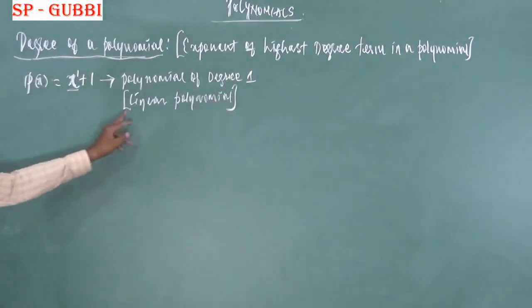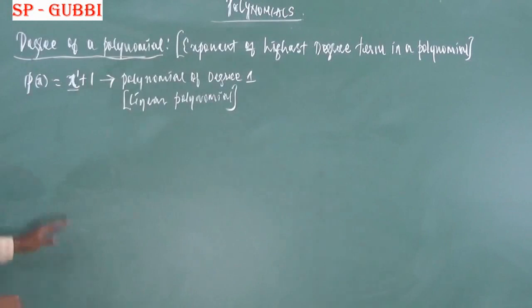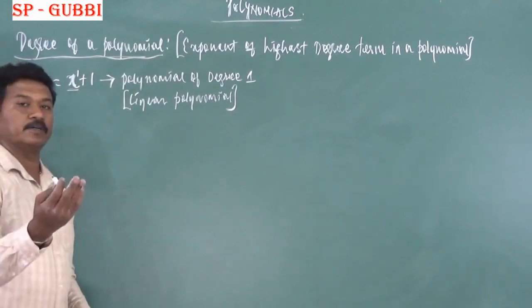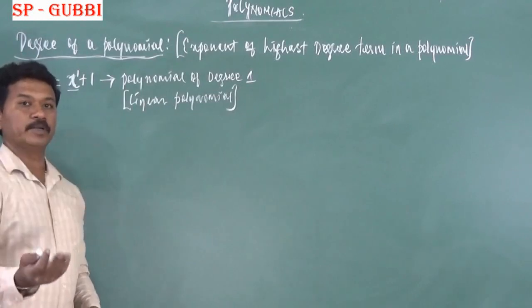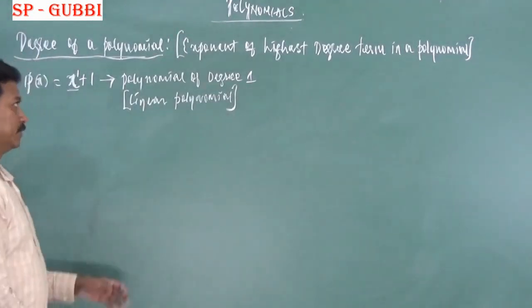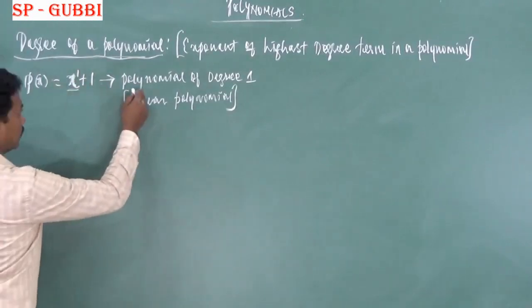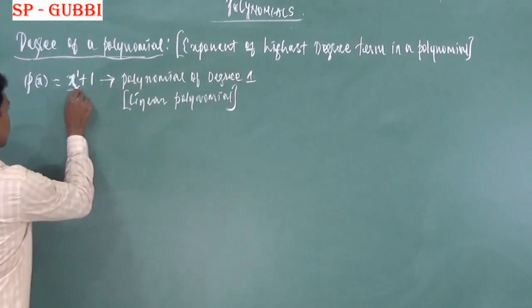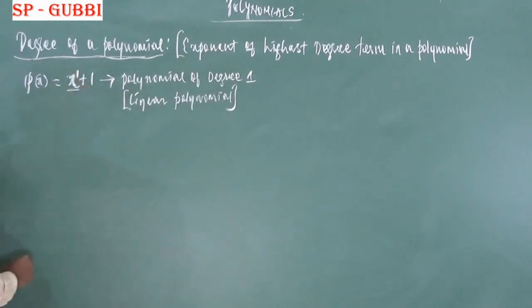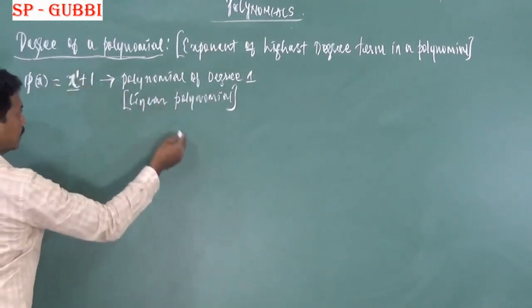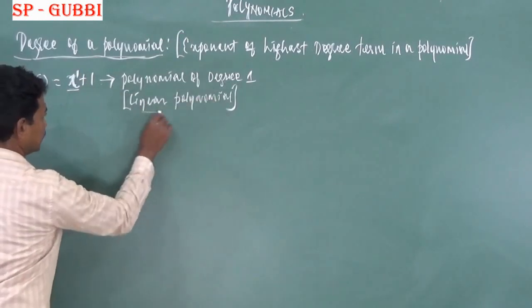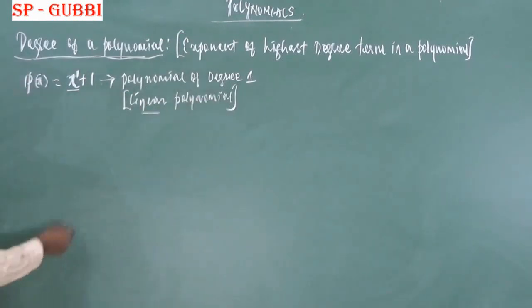So what is linear? Linear stands for 1. So here, what is the degree of a polynomial? The highest value of the exponent of the variable involved in the polynomial will be called the degree of the polynomial. So p of x is x plus 1. It's degree 1 because the variable x has 1 as the power. So if a polynomial has degree 1, then it is called a linear polynomial.